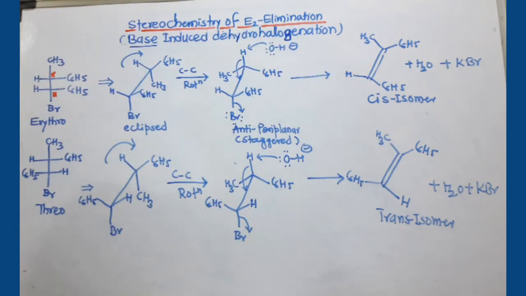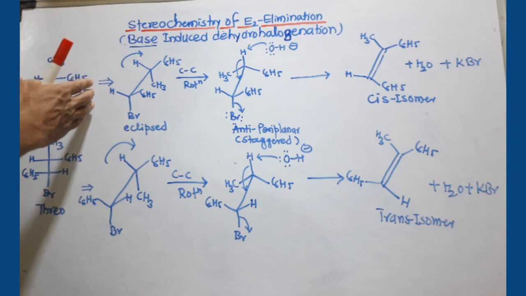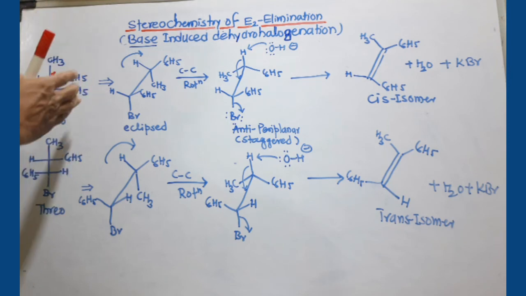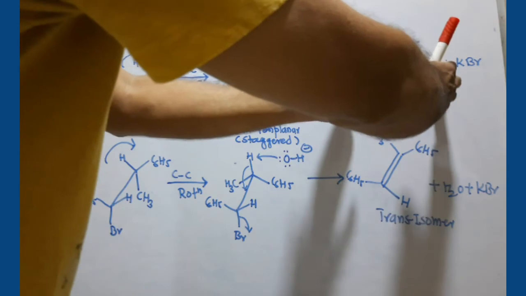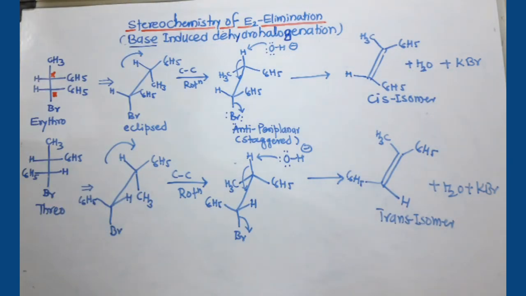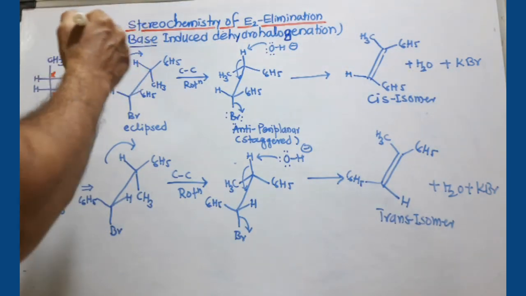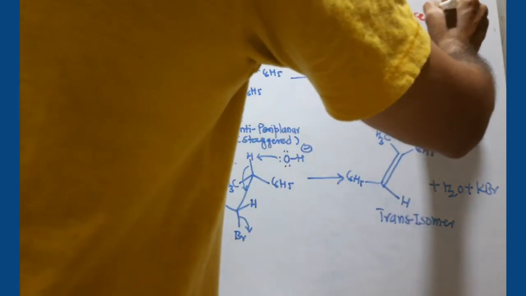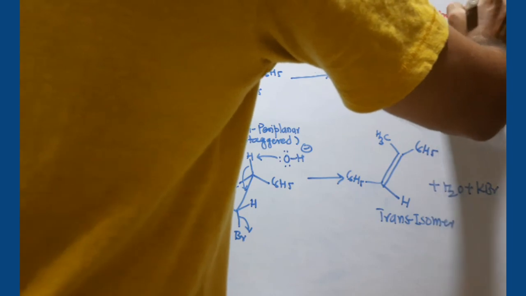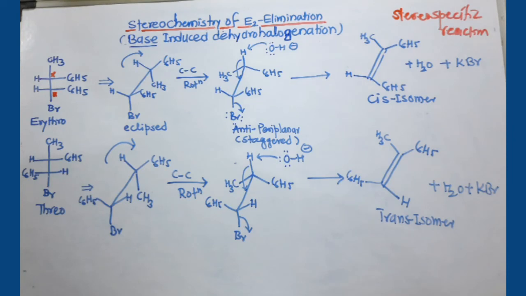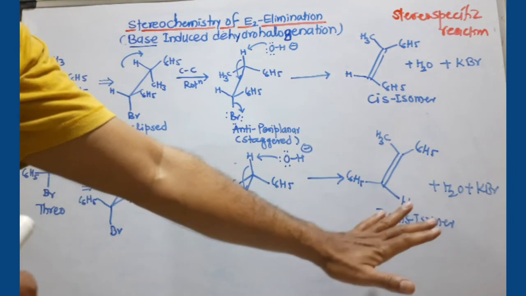So you can observe here that the stereochemistry of the starting material or reactant decides the stereochemistry of the product. And we have seen in previous videos, this is a stereospecific reaction, because the stereochemistry of the product depends upon the stereochemistry of the starting material. If it is erythro, definitely you are getting the cis isomer. If it is threo, definitely you are getting the trans isomer.